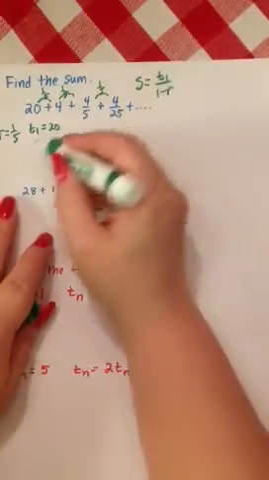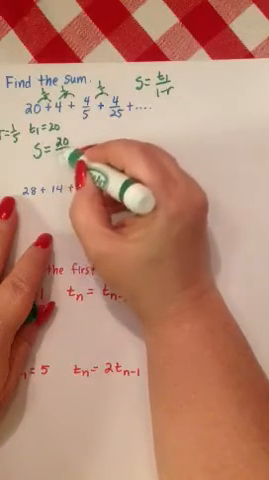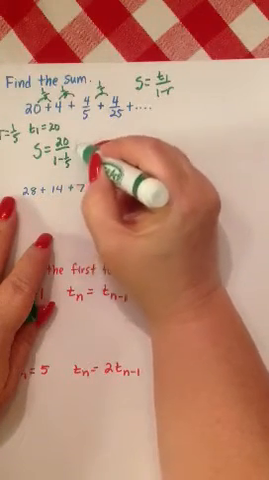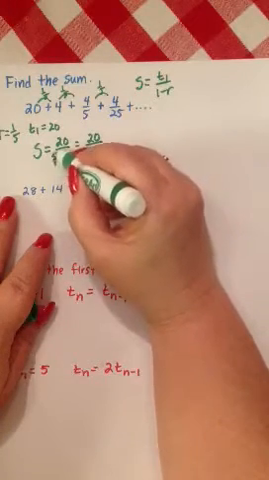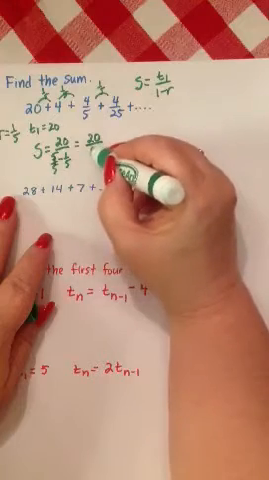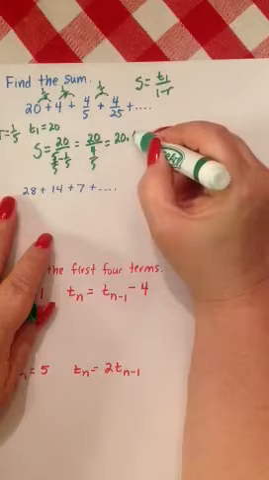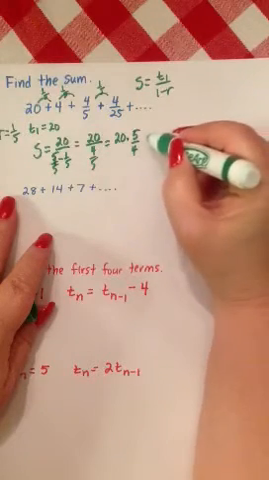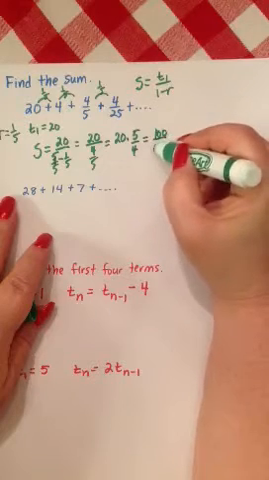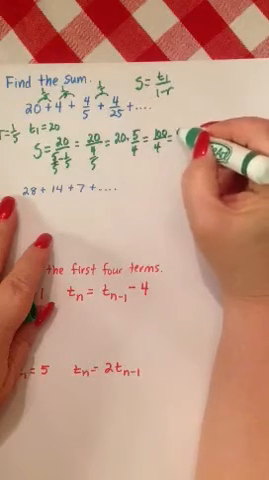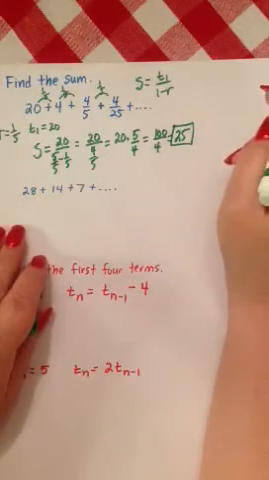So using my formula, the sum will be equal to t sub 1, which is 20, over 1 minus 1/5, which is the same thing as 20 divided by, this is like 5 over 5 minus 1 over 5, so it's 4 over 5. Then dividing fractions, easy as pie, flip the bottom and multiply. So 20 times 5 is 100 divided by 4, so it's going to be 25. That's what the sum of that sequence is.